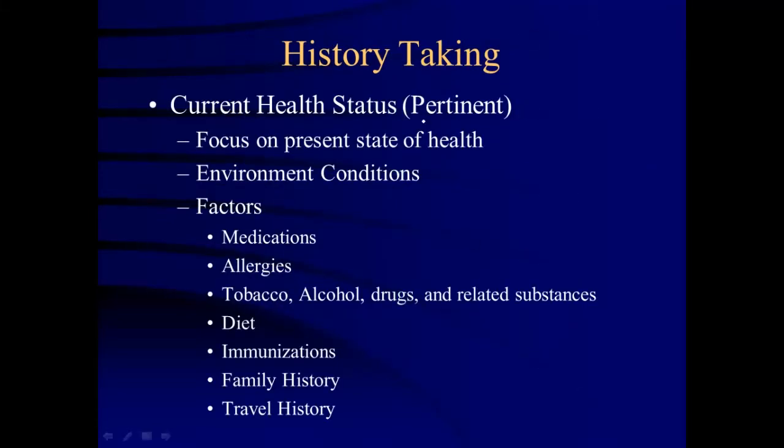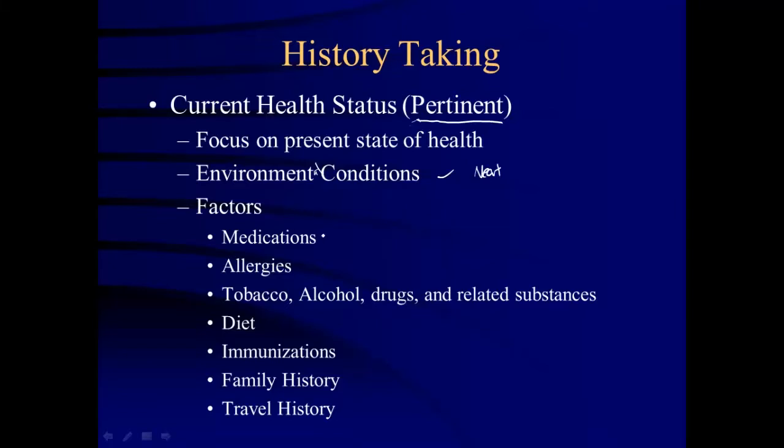So with this history taking, we are going to focus in on what is their current health status as it's pertinent. So look at the environmental conditions. Is it neat and tidy? Or is it the Catwoman's house and there's no litter boxes anymore because she has 3 million cats, so there's cat poop everywhere? Evaluate the environmental conditions of their living space.